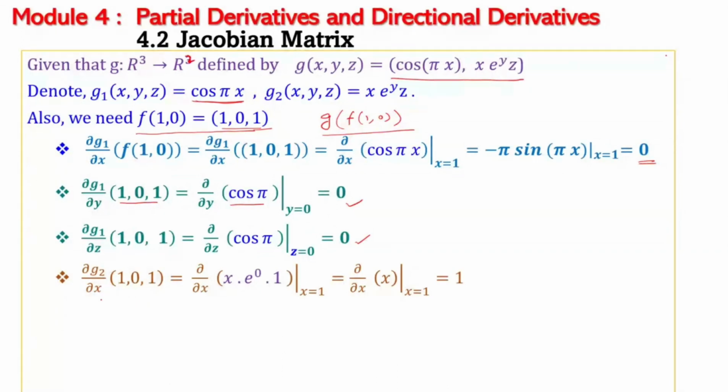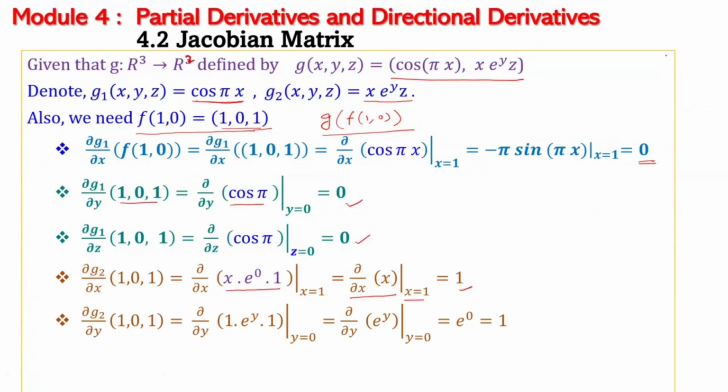So G2 at (1, 0, 1) with respect to x. If you keep x as the variable, then x is the variable, y is 0, z is equal to 1. So it will become x e to the power 0 times 1, which is nothing but the partial derivative with respect to x at x equal to 1. So this is equal to 1.